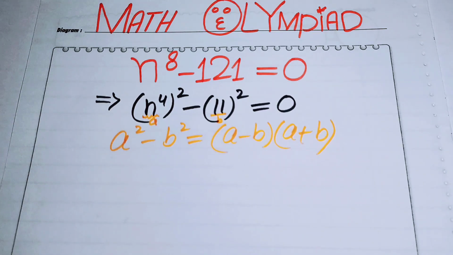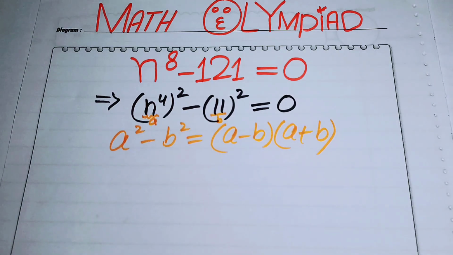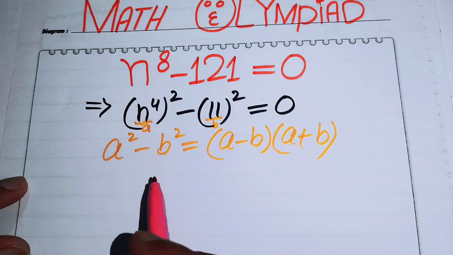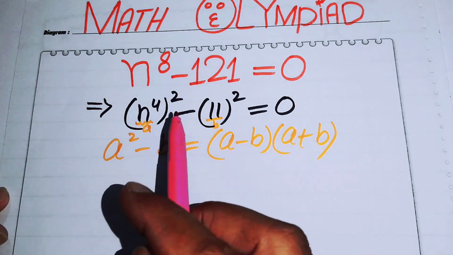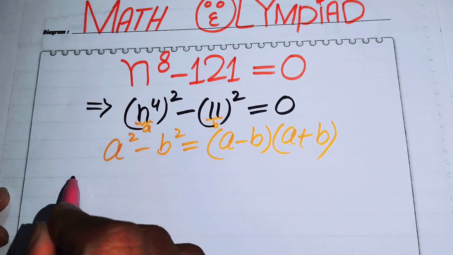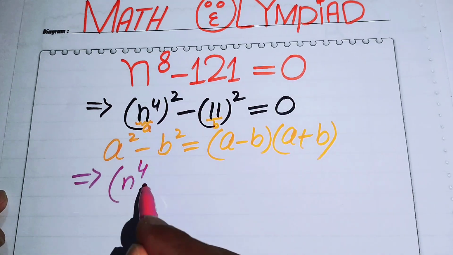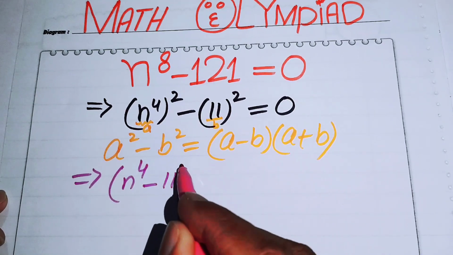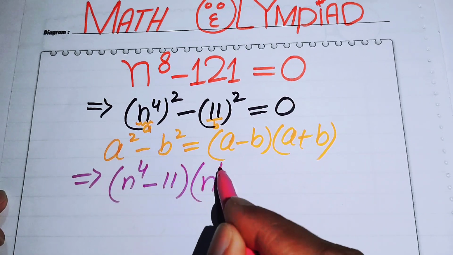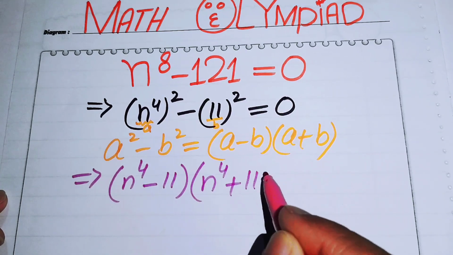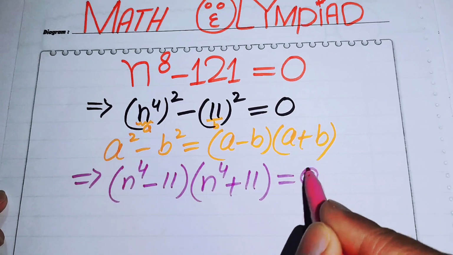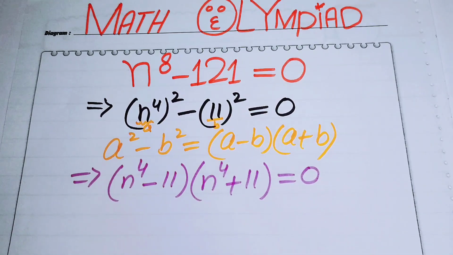So now we put the values of a and b in this equation, so that we can use this formula on the above term, and we will get its output in this form. Here we have n to the power of 4 minus 11 times n to the power of 4 plus 11, and this whole equation equals 0.